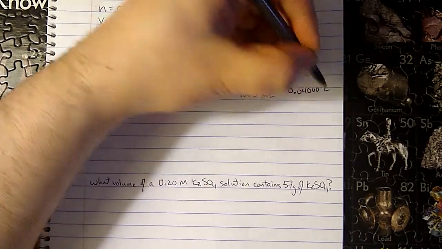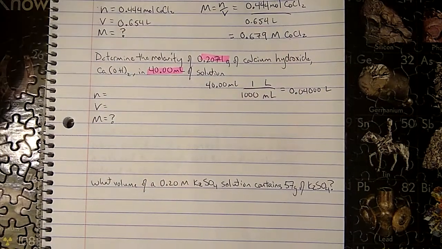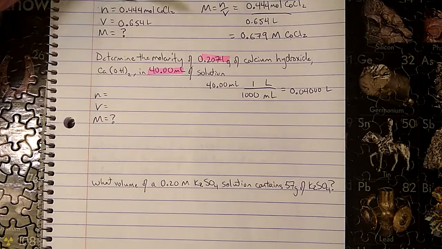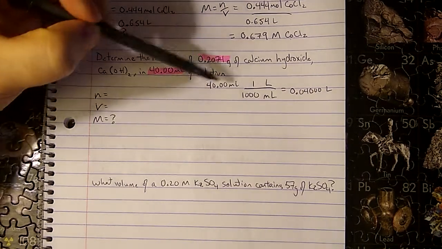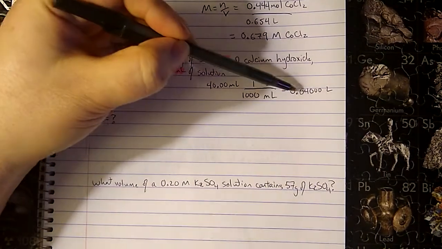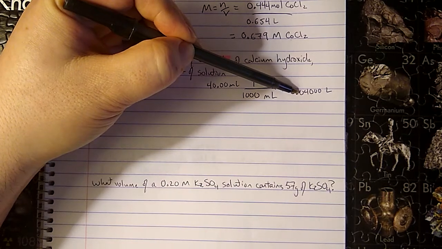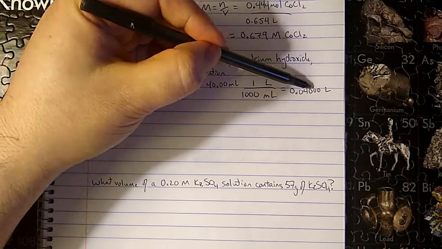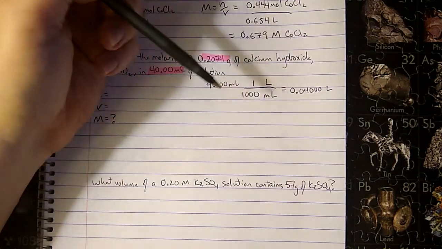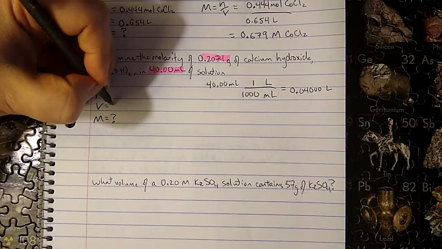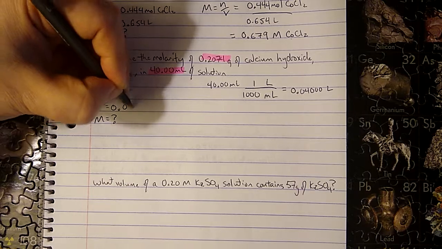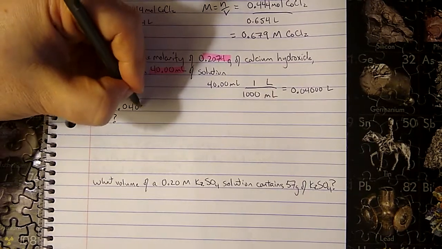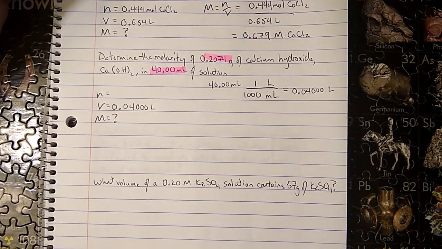0.4000 liters. Now, I didn't mention this in the last question, but we do need to worry about sig figs here. So this is 4 sig figs. I should also have this be 4 sig figs as well, which is why I have the 3 zeros following this 4, making it 4 sig figs. So my volume is going to be 0.04000 liters.